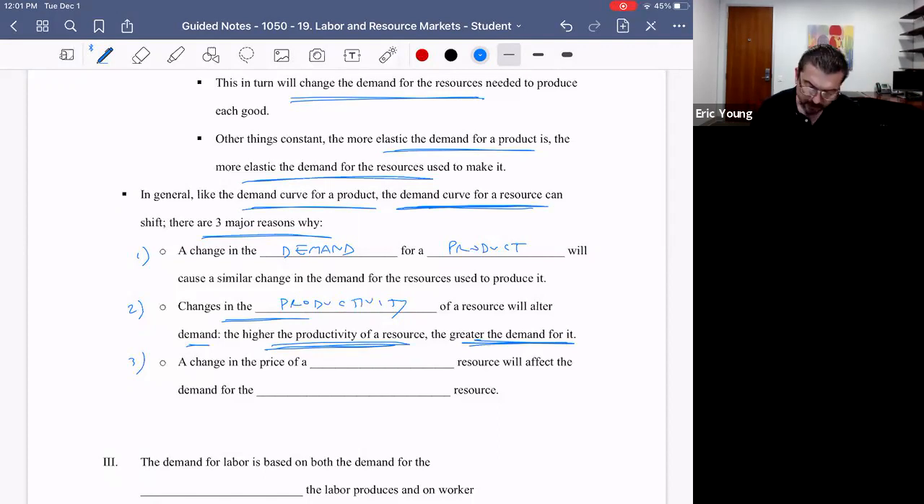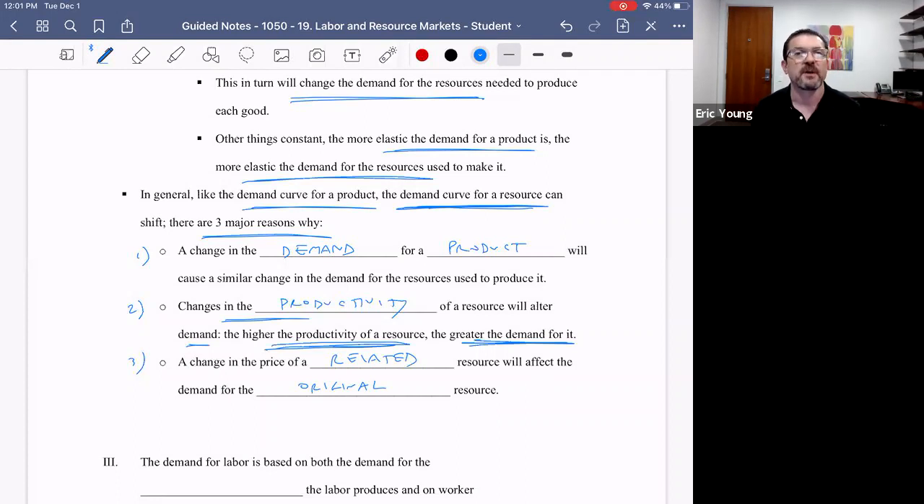And finally, number 3, going back to the idea of substitutes, a change in the price of a related resource will affect the demand for the original resource. And again, this goes back to the substitutability of resources.